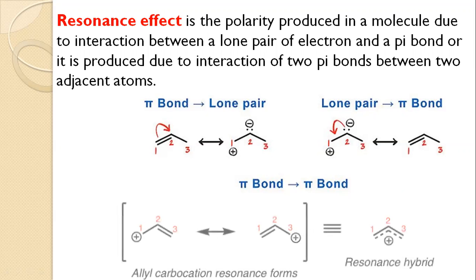See the second example, the allyl carbocation resonance form. Now see here, this is the first structure and the second structure. These two are resonance structures of each other. And see the third structure, it is a resonance hybrid. It means this negative charge is spread over carbon number 1, 2 and 3. It rotates between all these carbon atoms, and this structure is called a resonance hybrid structure.